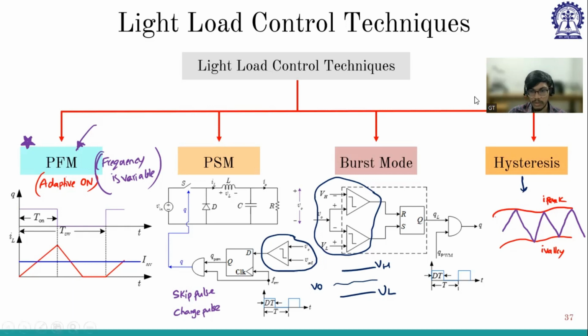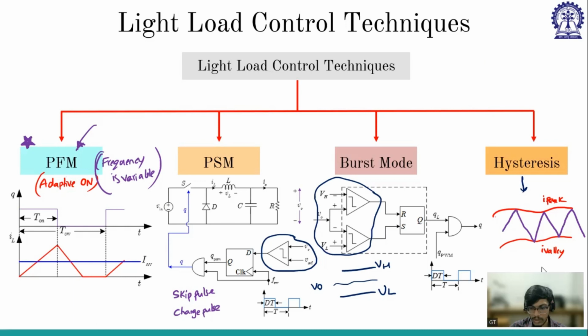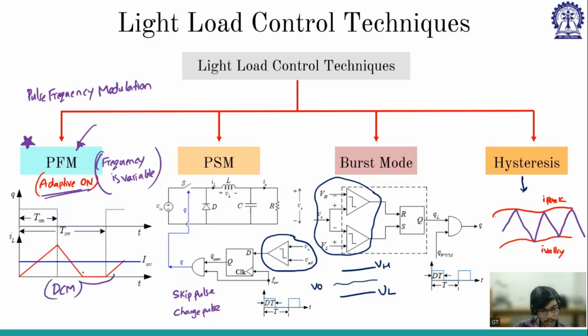Sir, this PFM, could you please explain once more? Okay, so PFM is pulse frequency modulation. The name is pulse frequency because the frequency is being modulated. And one such architecture of PFM is the adaptive on time, where they adapt the on time. How they are doing it, what adaptive on time is, we will discuss. Adaptive on time is one such example. So this is a light load control architecture. This is operating in DCM, as you can see. And the further details we'll discuss in the upcoming slides.